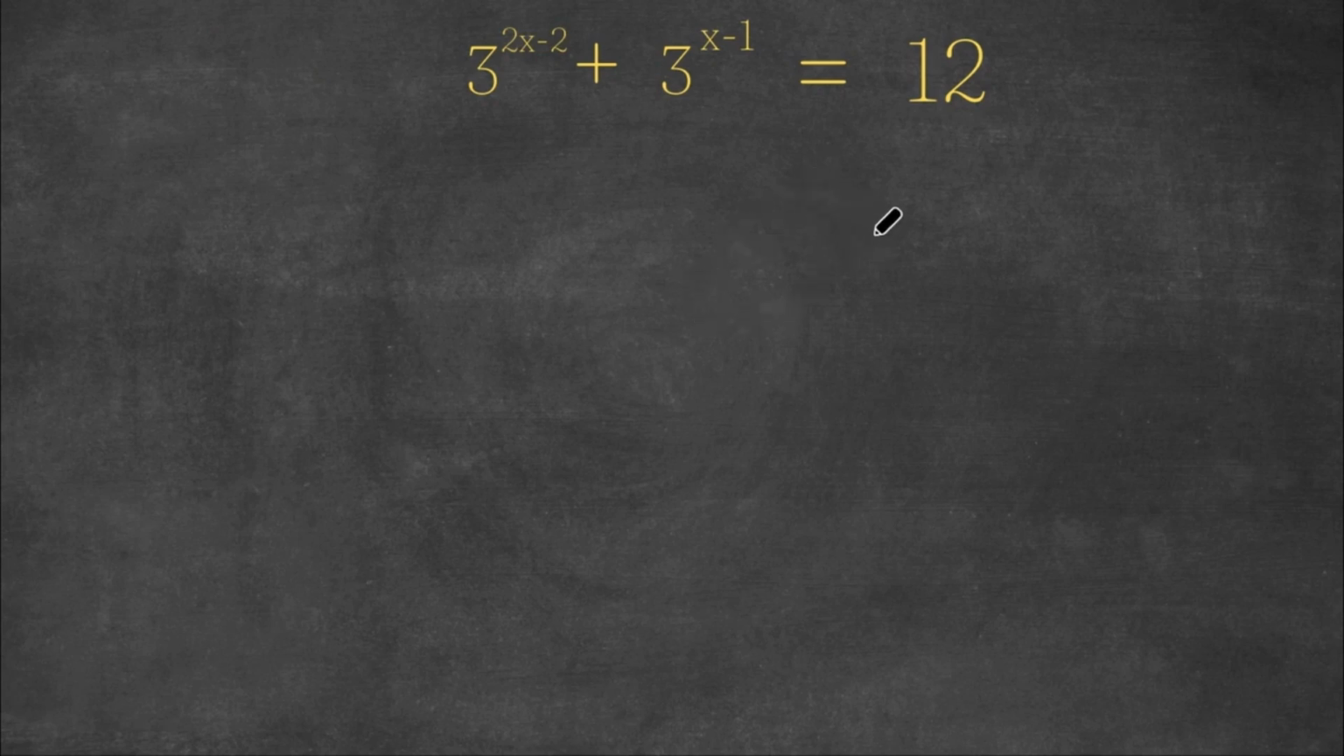In today's video, I'm going to be showing you guys how to solve this exponential equation. So we have 3 to the power of 2x minus 2 plus 3 to the power of x minus 1 equals 12. And what we're first going to do is we're going to simplify this left-hand side.